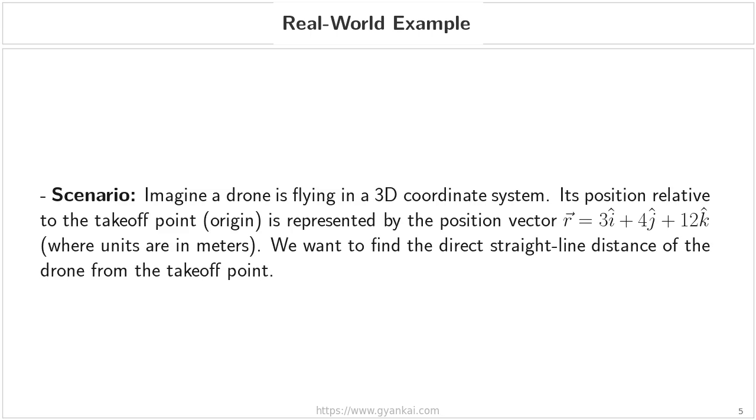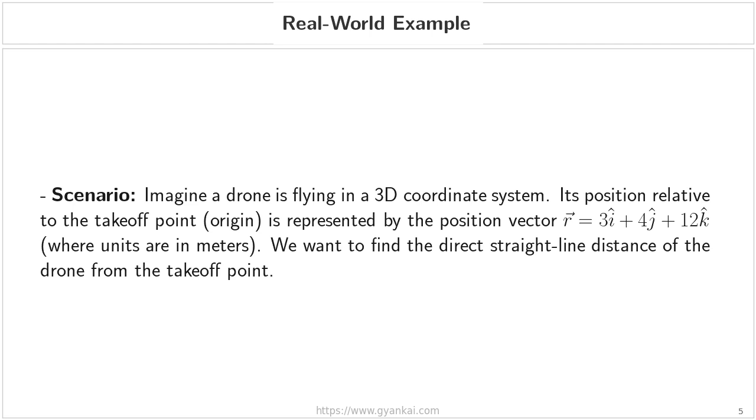Real-world example. Imagine you are monitoring a drone flying in a three-dimensional coordinate system. We can represent the drone's position relative to its takeoff point, which we'll call the origin, using a position vector. In this case, the vector r equals 3i plus 4j plus 12k, and our units are in meters.